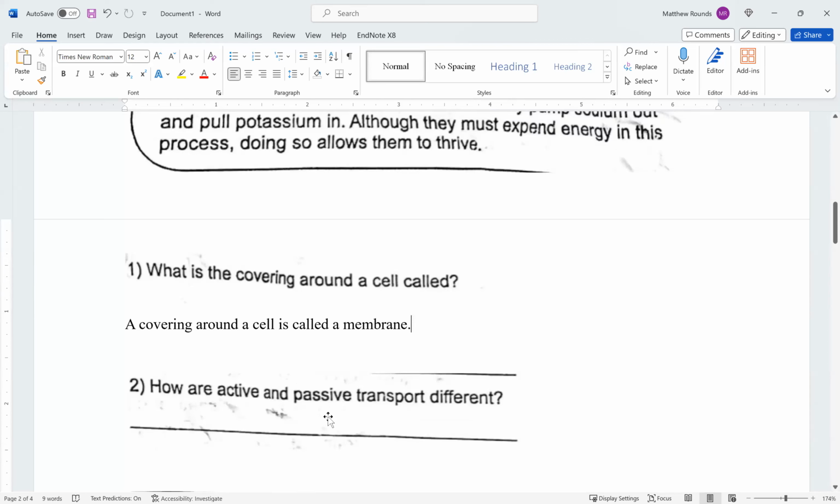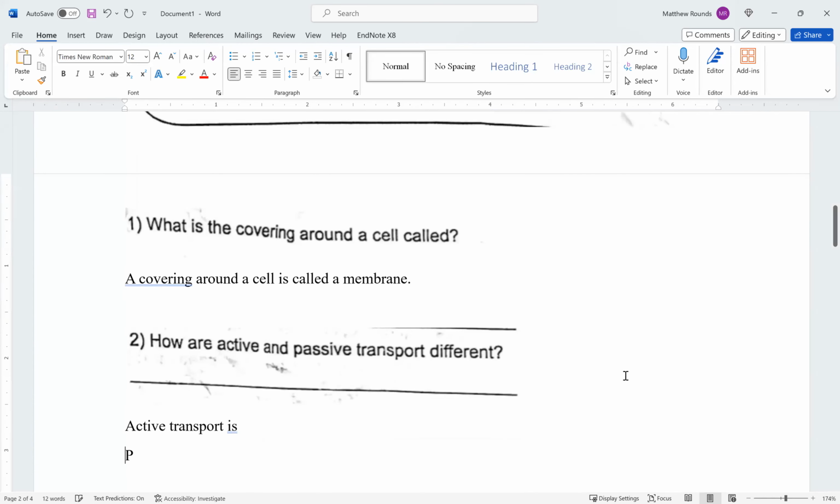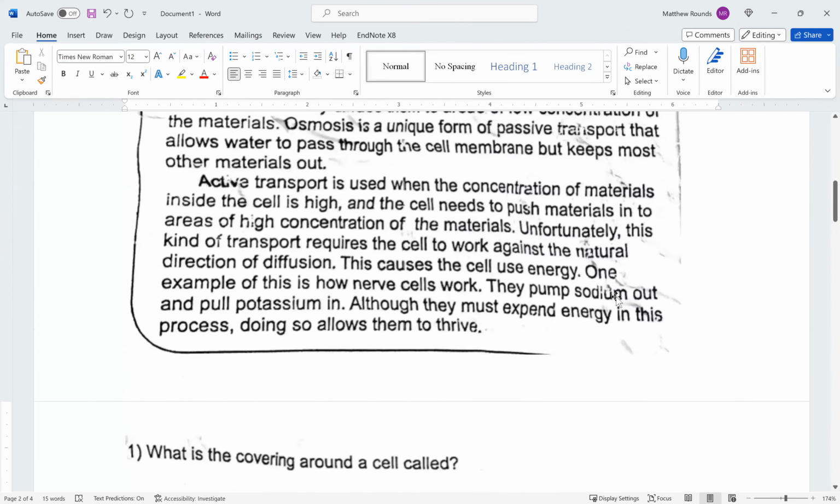How are active and passive transport different? All right, so here's how we're going to answer this. We're going to go back and look to find out what is active transport. We're going to say active transport is, and passive transport is. Okay, we're going to fill in the blanks. Let's go back and look.